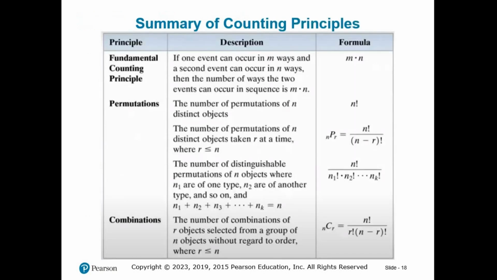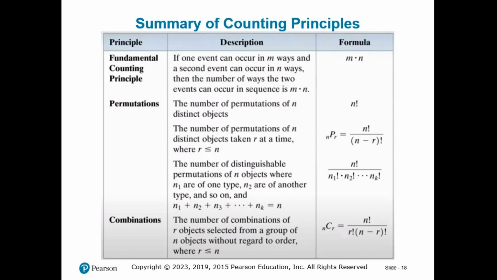Okay, so we're going to review what we've learned about counting principles, then we'll do a few problems pulling it all into probability, so you'll see how different concepts work together. So on here, we started a section or two ago talking about the fundamental counting principle. It says that if one event can occur in m ways and another event can occur in n ways, then the number of ways the two events can occur in sequence is m times n.